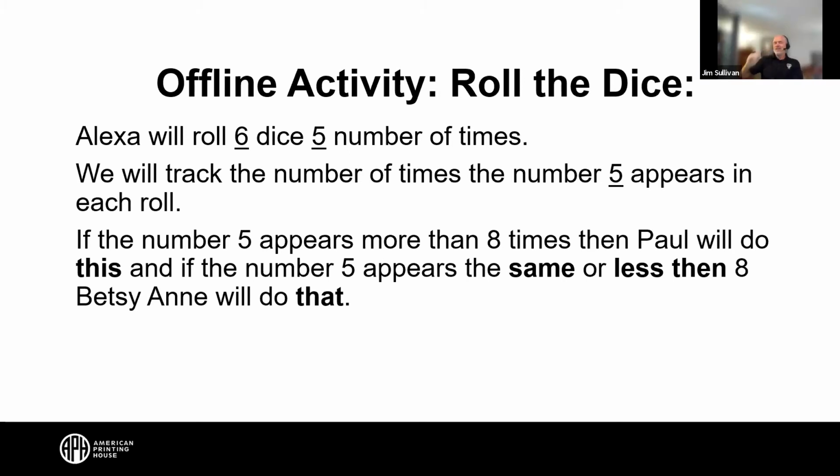Right. So the idea then is, if we roll 6 6-sided dice 5 times, how many times will the number 5 come up? So that is getting into the randomness of this. And we had 1, 2, 3, 4, 5, and then obviously we were looking for an outcome. So Betsy Ann was the winner.